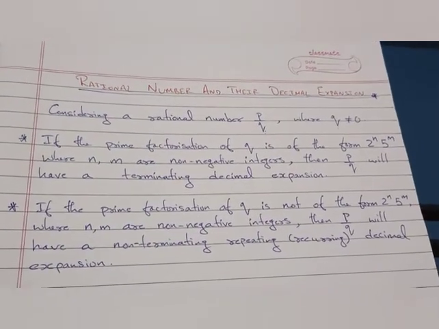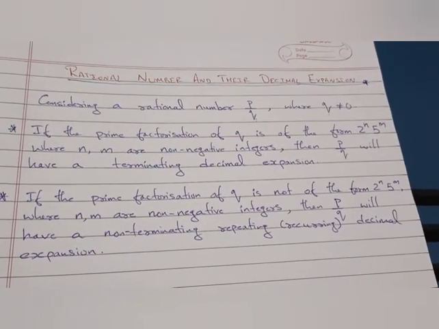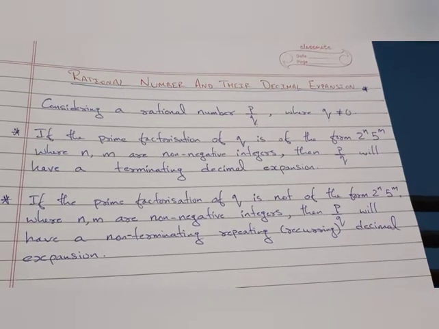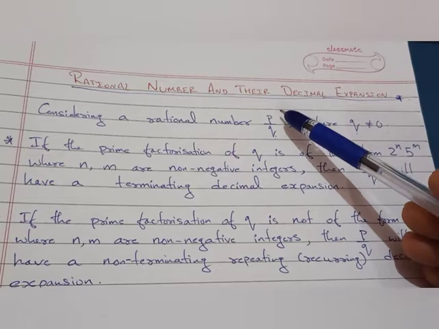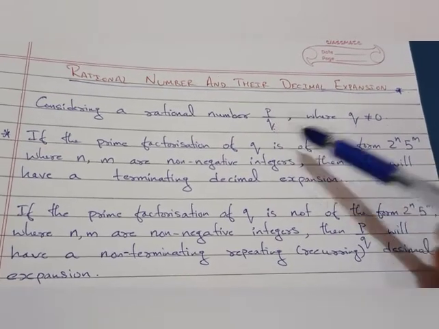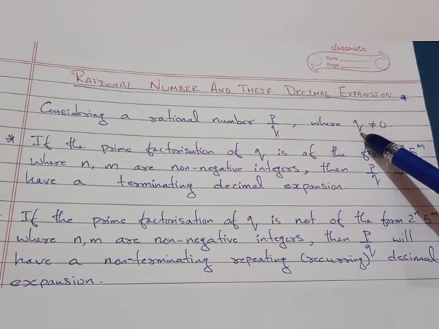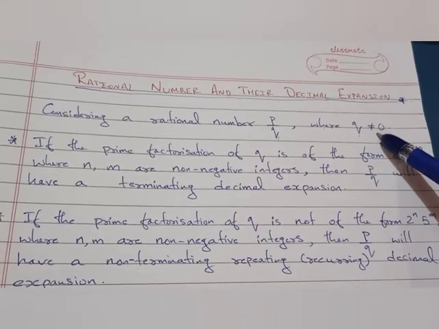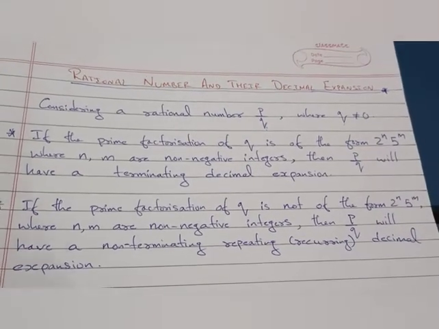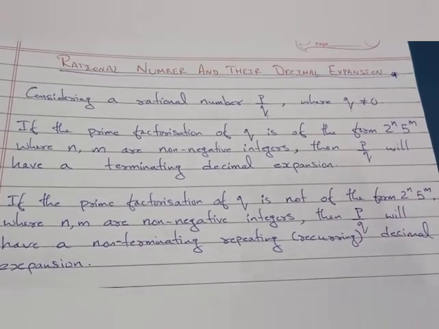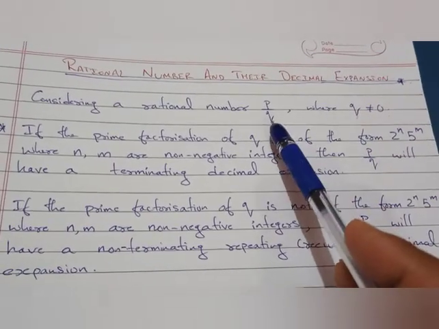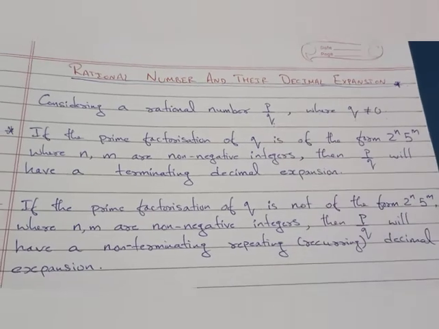In this video, we will have a look at rational numbers and their decimal expansion. Since we know that a rational number exists in the form of p by q, where the denominator q cannot be 0, the decimal expansion of a rational number can be determined by checking the prime factorization of the denominator, q.